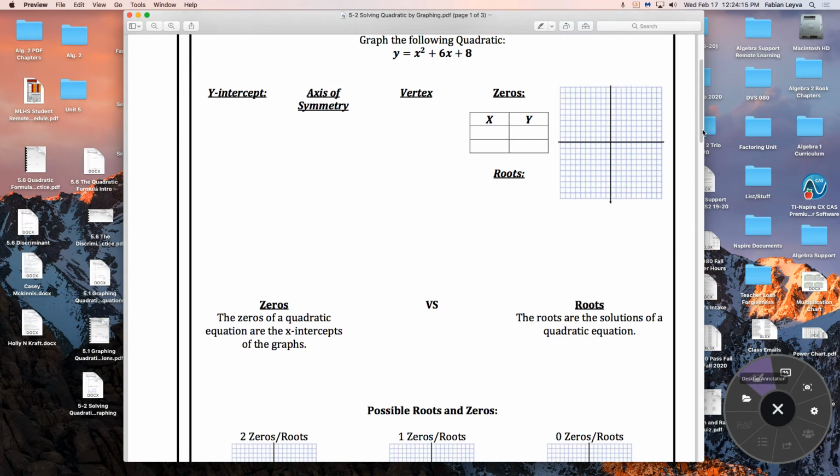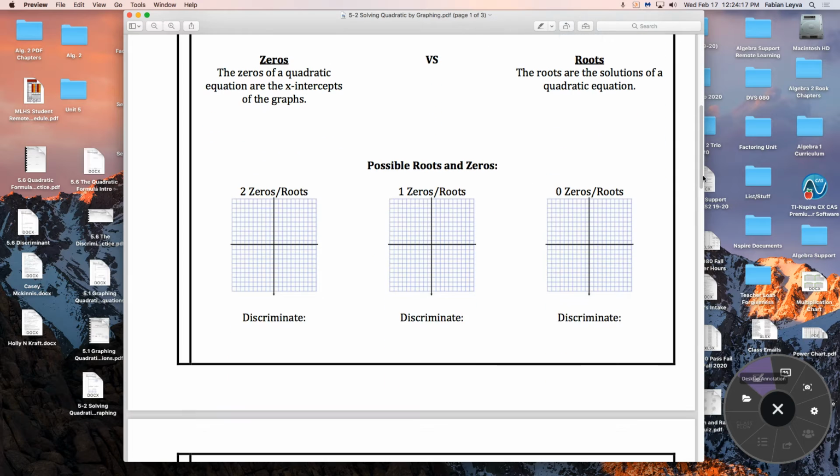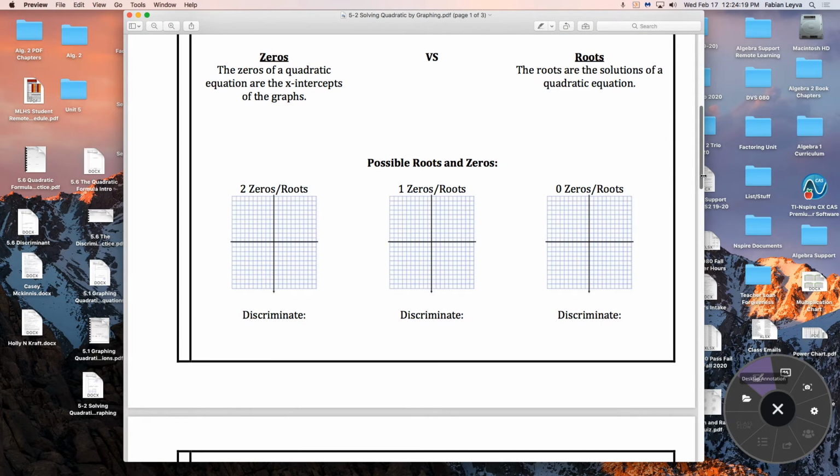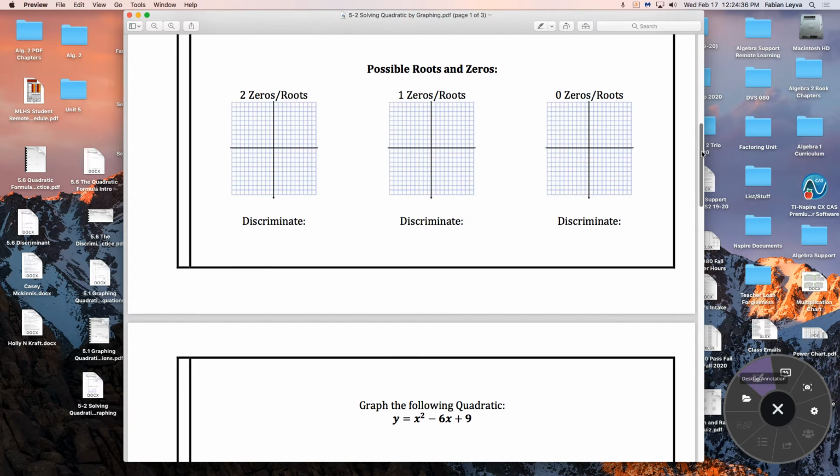Now, that is a pretty lengthy process, but it's not hard math. You just have to make sure you have the process down and know where you struggle. So again, zeros and roots are solutions to quadratic equations. Zeros are the graph's x-intercepts. For our case, they're going to be the same, at least for this class.